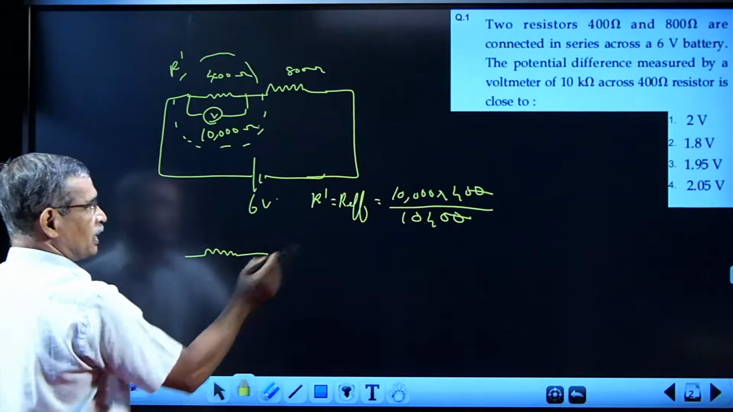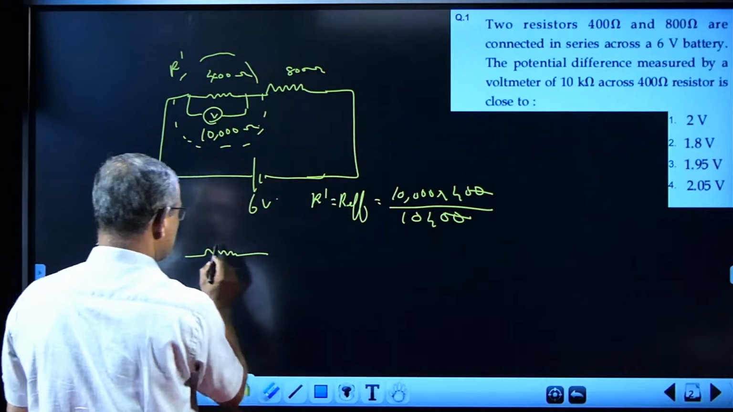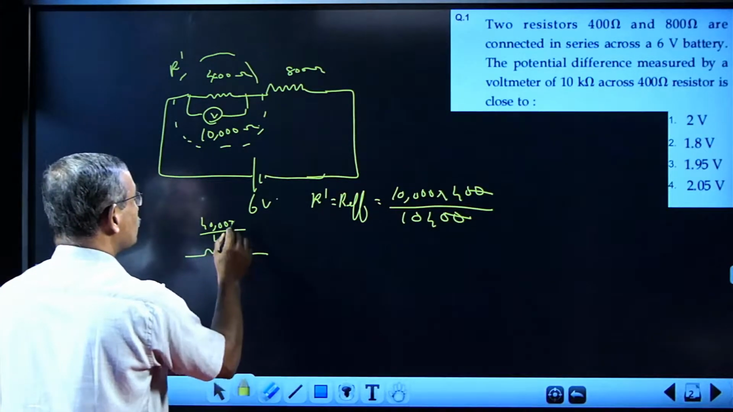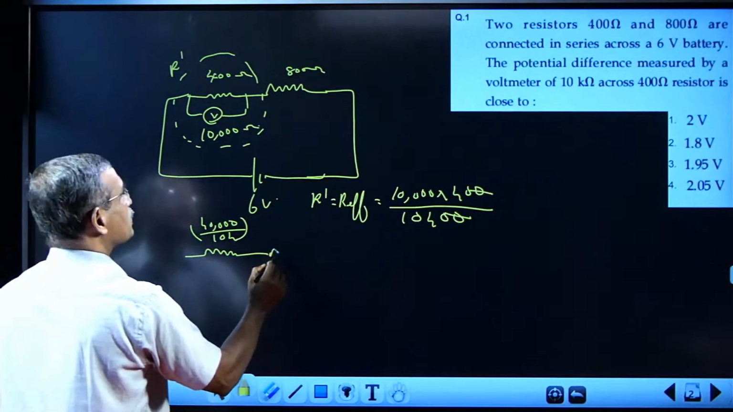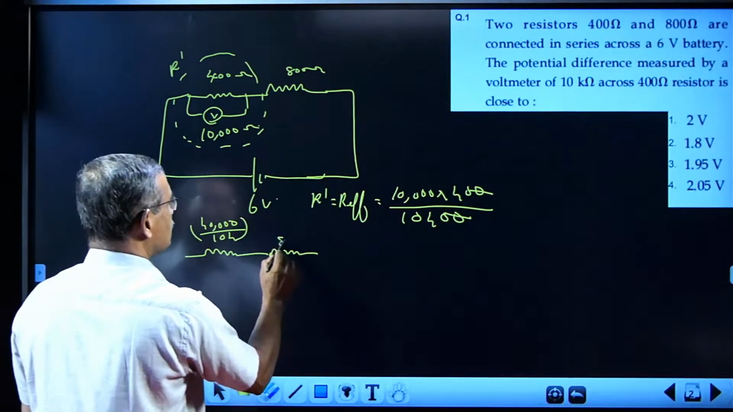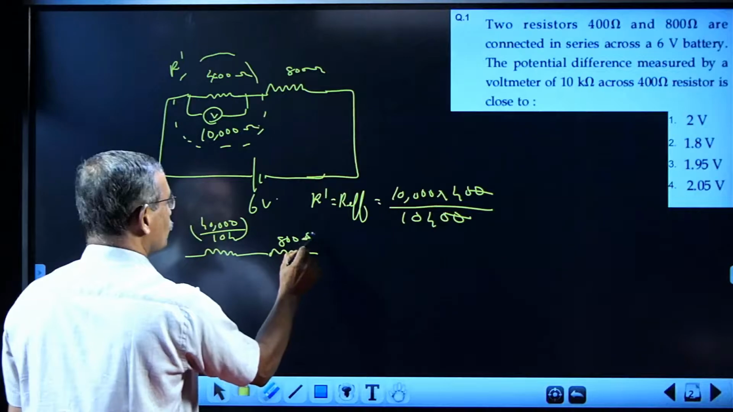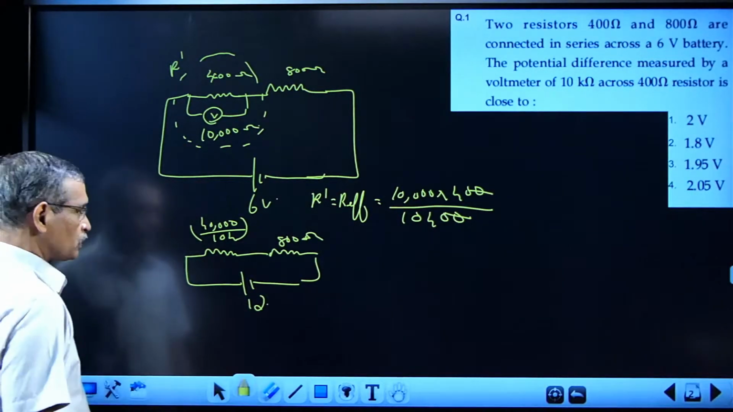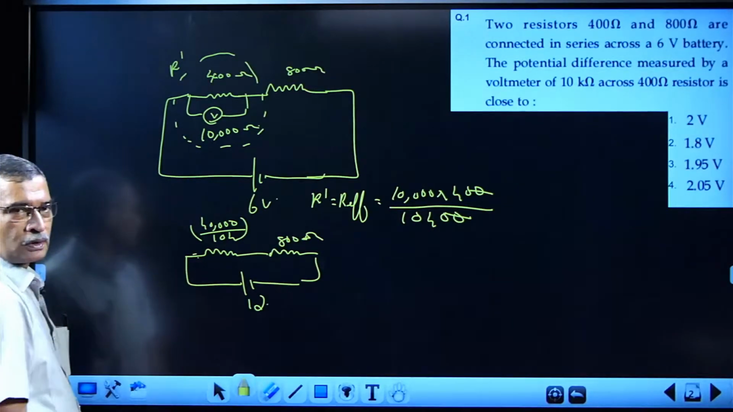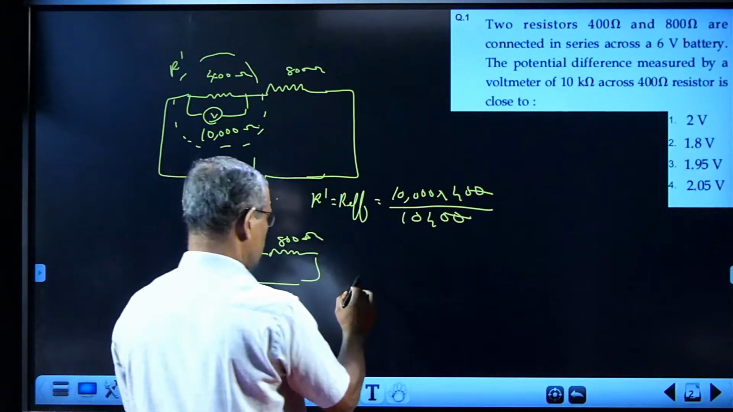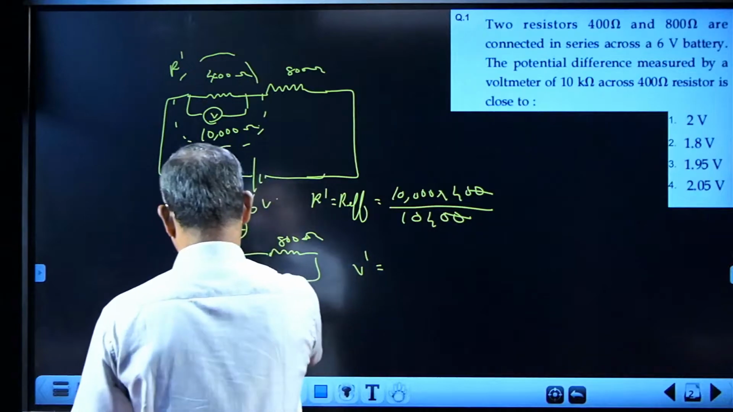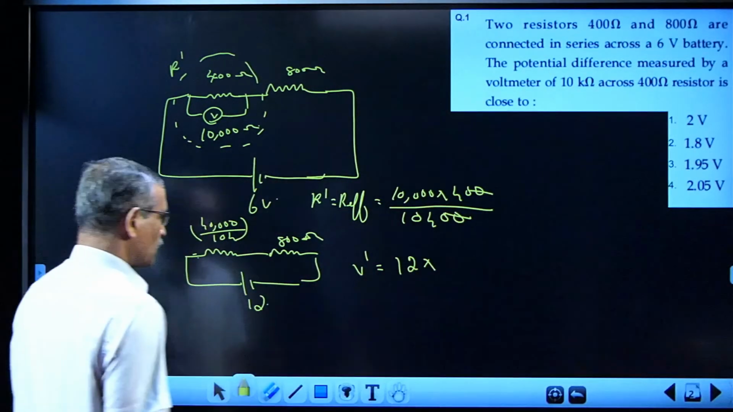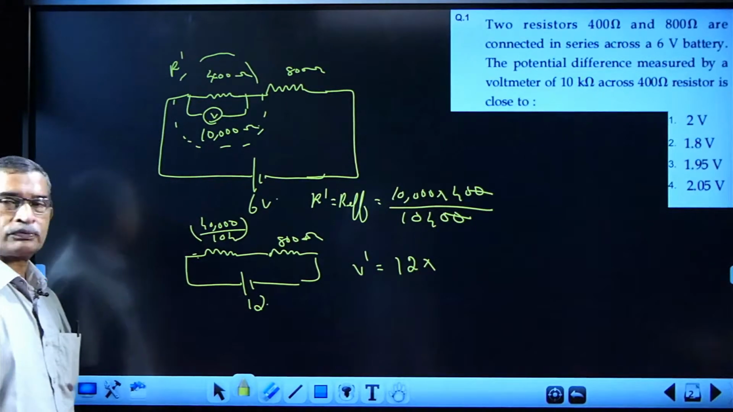Now instead of that, I am going to the right. Here there is a resistor, and what is that resistor value? 40,000 by 104. This one. And this is 800 ohm. And here there is 12 volt. Question is, what is the drop across this one? Formula: V dash is given by applied voltage into the fractional resistance of that resistor.